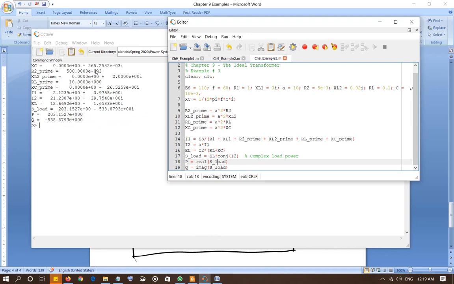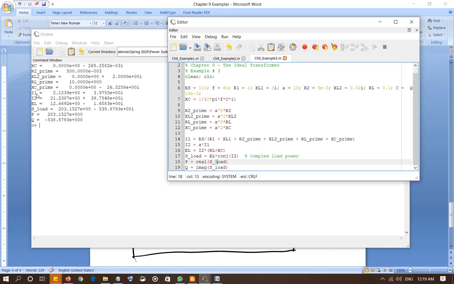Okay, so Xc is negative 0.265i, and then the reflected value of R2 is 0.5 ohms. Reflected value of line reactance is 2 ohm. RL prime is 10 ohm. XC prime is 26.5. Negative, of course, because it's Xc.